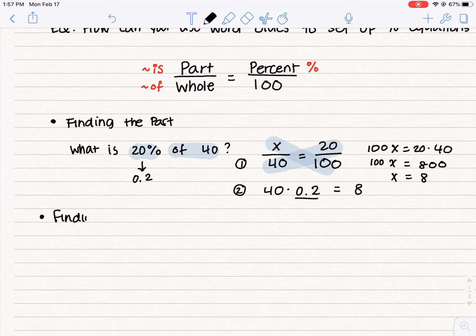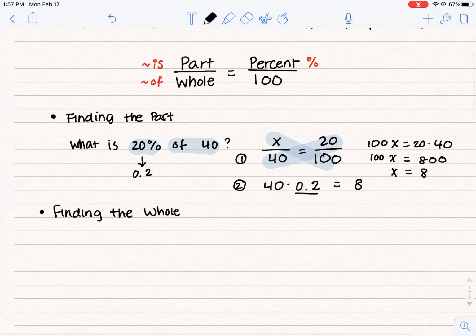Finding the whole is very similar to what you were doing for the part. So you may have questions like this.